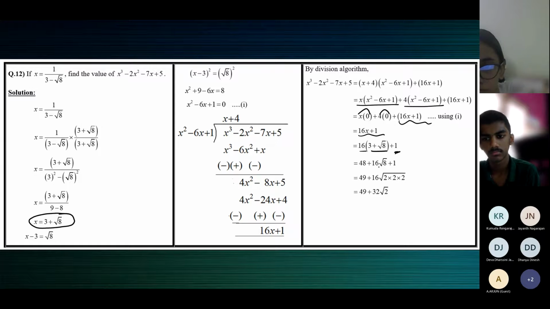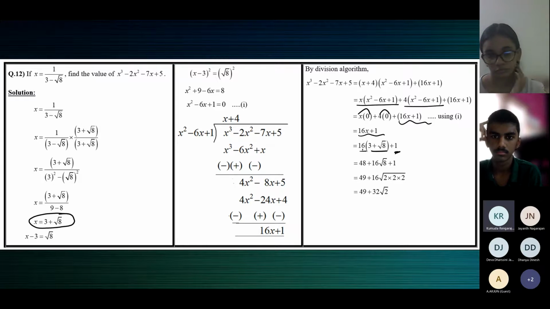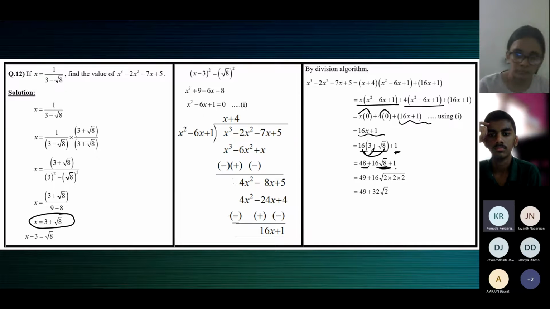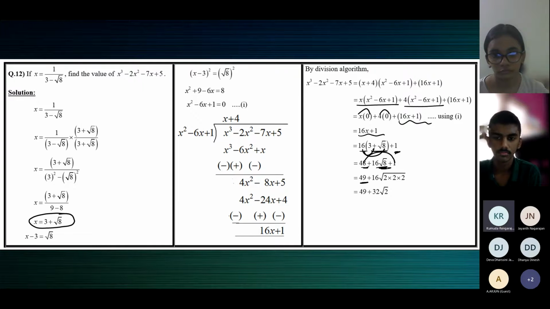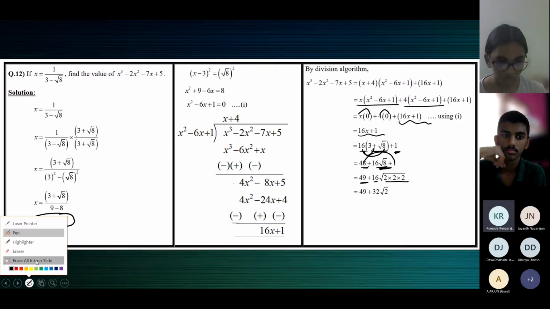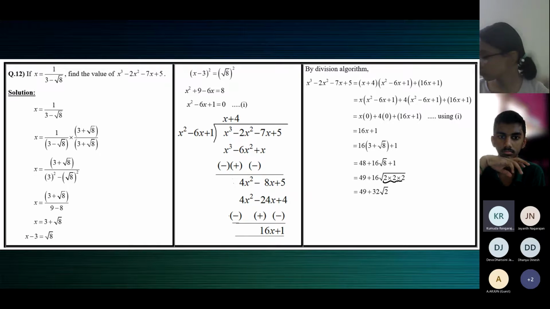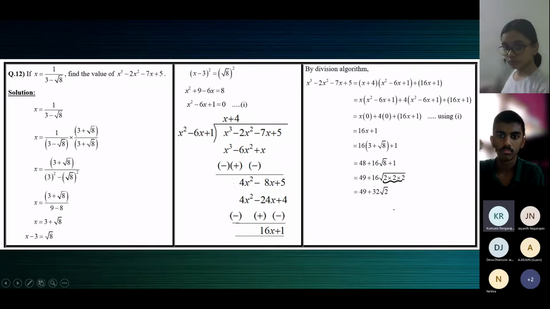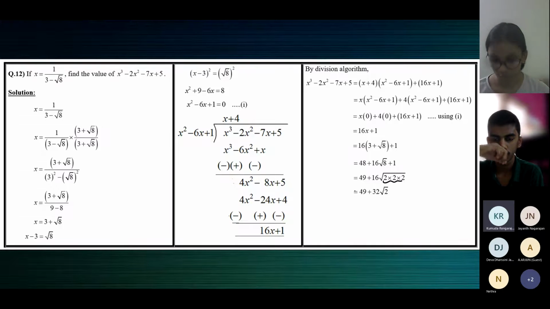Plus 1. So 16 3s are 48. 16 into root 8 is 16 root 8, plus 1. 48 plus 1 is 49. And 16 root 8: 16 into root of 8, which is 2 into 2 into 2. So from 2 2's, 1 2 comes out. So it becomes 32 root 2. So 49 plus 32 root 2 is the value of the expression x cube minus 2x squared minus 7x plus 5.